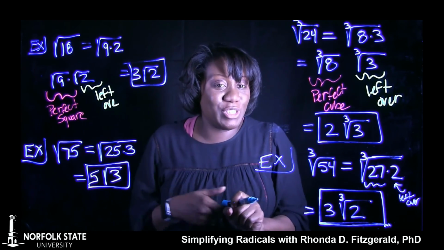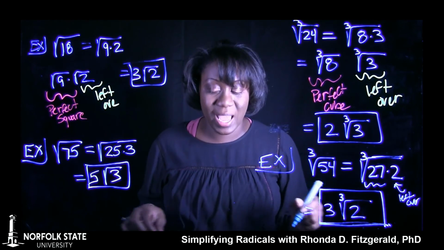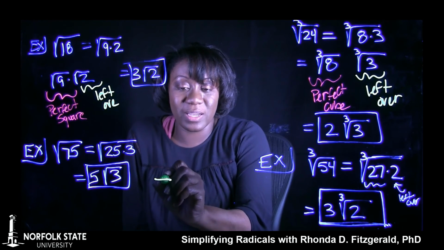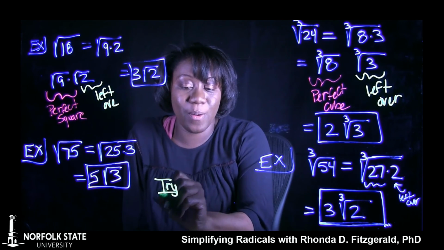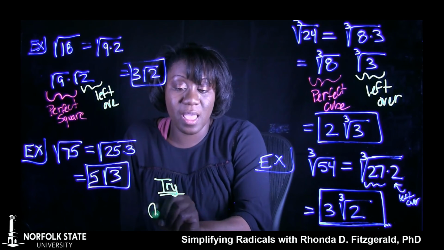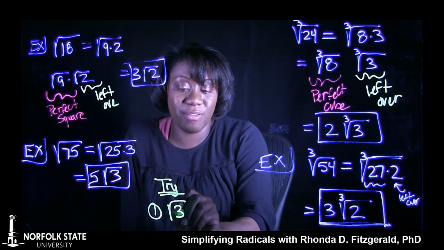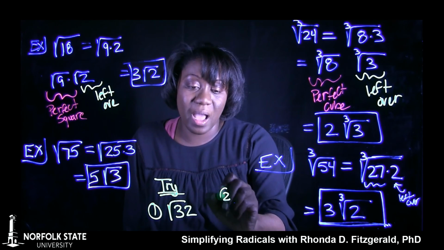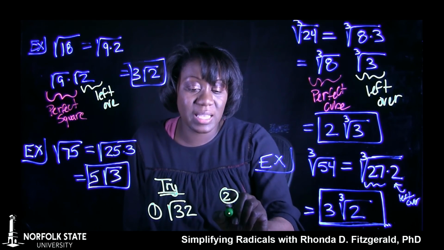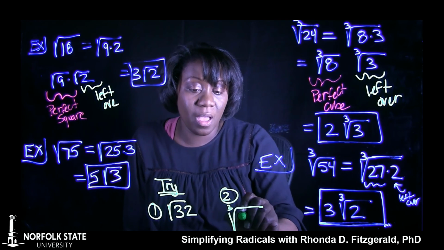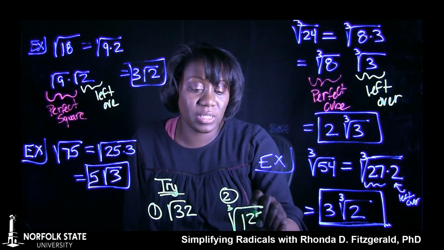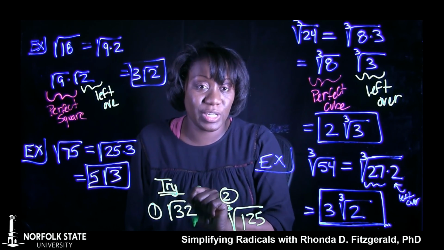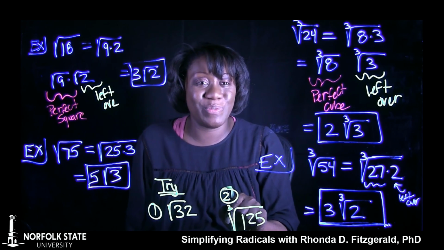Now, I do have 2 problems that I would want you to try, and I want to write them right in the center here. So I want you now in the green to try at home. The first one is the square root of 32. And the second problem that I want you to try at home is the cube root of 125. So your 2 problems to try at home are the square root of 32 and the cube root of 125.